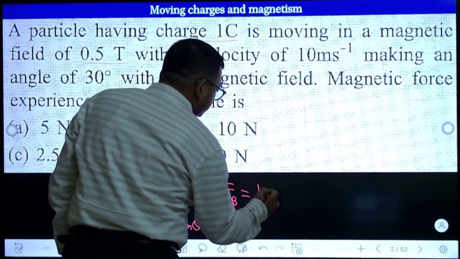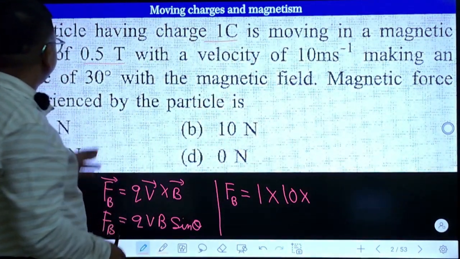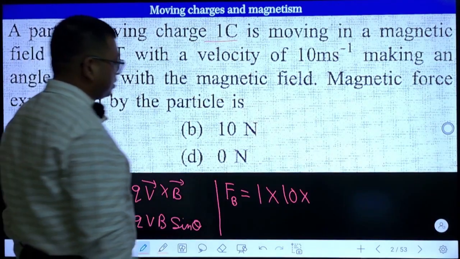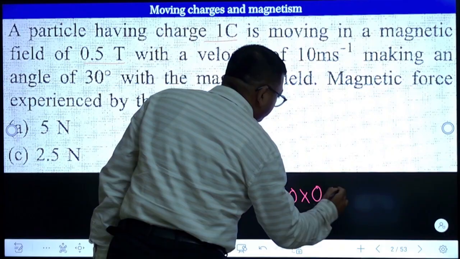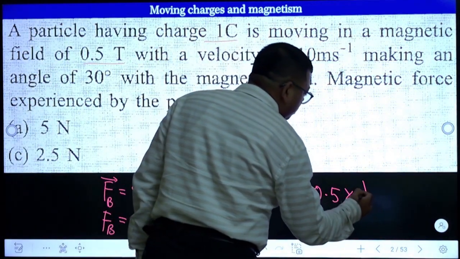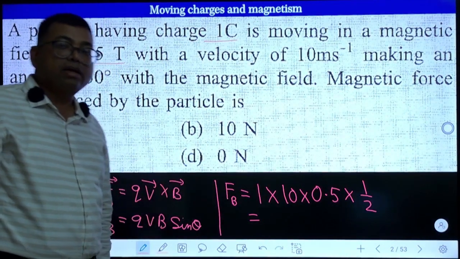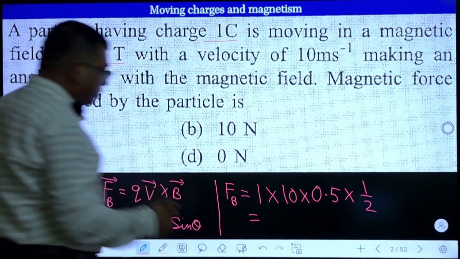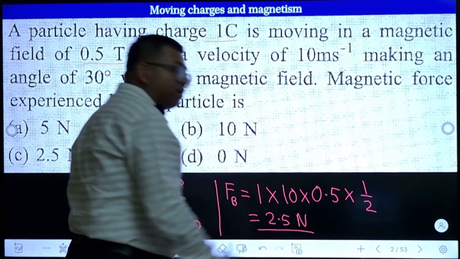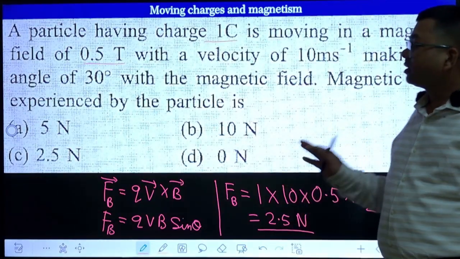So 1 coulomb charge. What is the velocity? 10 meter per second. What is the magnetic field? How much is the magnetic field given? 0.5 Tesla. Right? And theta is how much? 30 degrees. So sine 30 degrees is half. Now you calculate this. So from here, how much can we calculate? Will it come 2.5? Check that. So that is the answer, 2.5 Newton. Because all the values are in SI unit, force is also in SI unit, 2.5 Newton. Clear? Let us move to the next question.